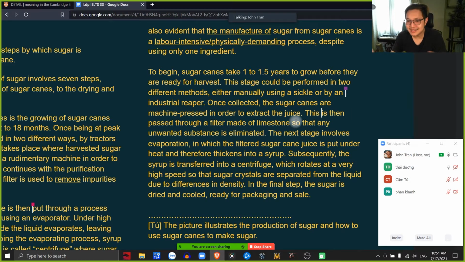You can just say this is then pressed. You don't even need to say this liquid, you know. Chỉ cần nói là cái điều này sau đó được băng qua một cái filter thôi là được rồi. This refers to the word juice, of course.